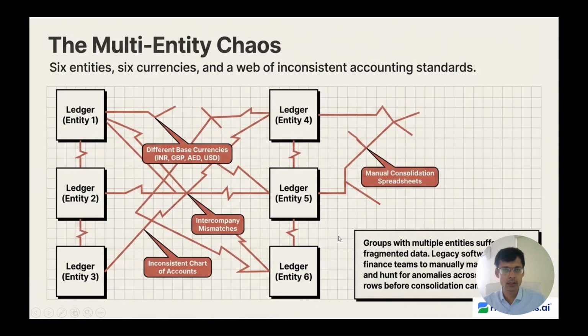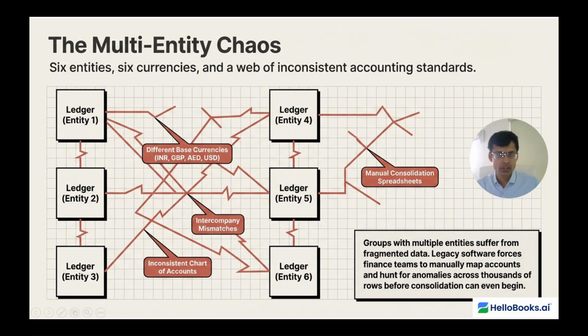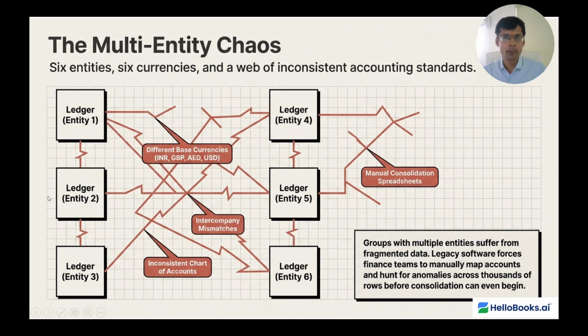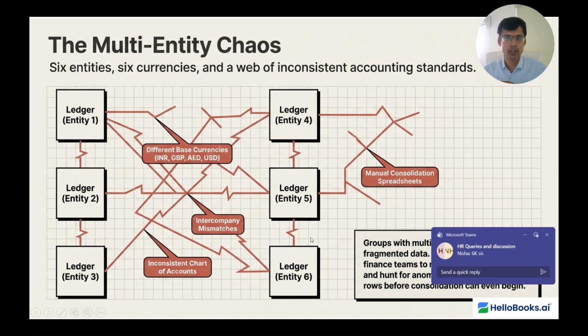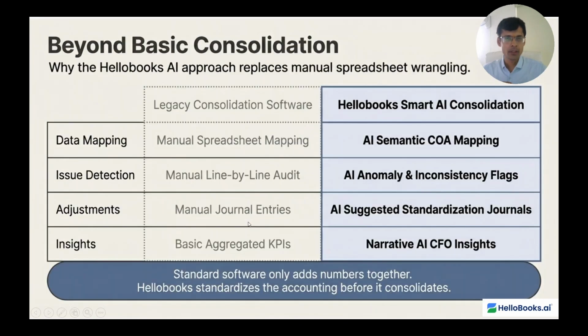a consolidated entity-wise report. So there is always a multi-entity chaos, which has the problem of separate ledgers, separate charts of accounts, inconsistent intercompany mismatches, and manual consolidation spreadsheets that need to be prepared, in order to ensure that you can get everything in one place in a perfect manner at the group-level entity reporting. So we have developed a solution to address this and ensure that you have a complete solution for multi-entity consolidation.